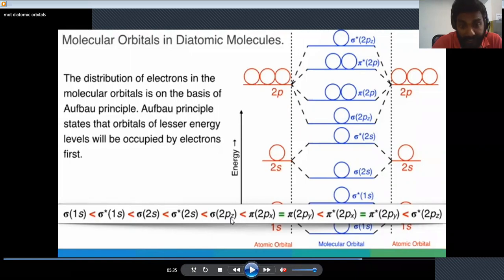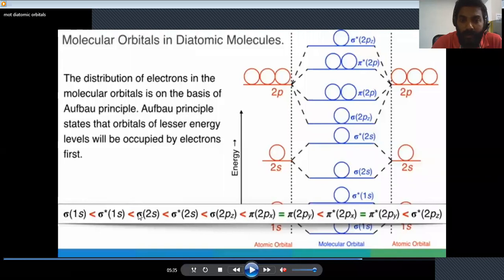Not right. σ2pz is first. Next, π2px equal to π2py, both at the same energy level. Then comes π*2px equal to π*2py, also the same energy levels. Last one is the highest energy, σ*2pz. Sigma star is the higher energy, less stable. That's why.